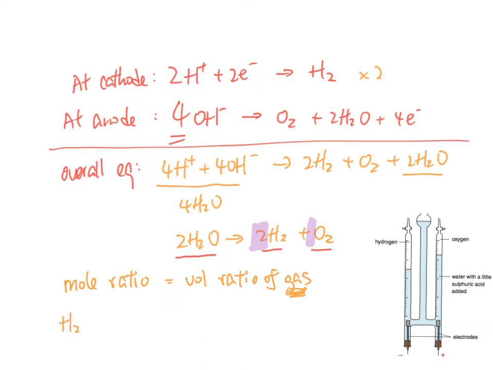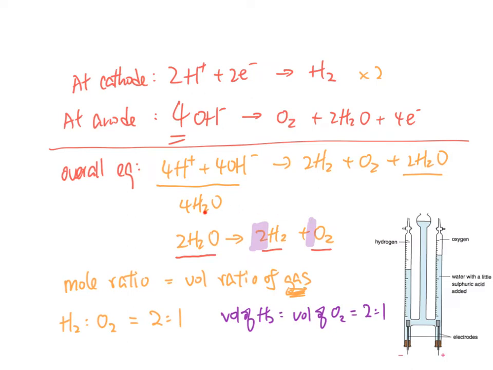So right here, you see that the H2 to O2 ratio is 2 to 1. Why is it 2 to 1? Because it's 2 in the coefficient, 1 in the coefficient. So 2 to 1, so the volume ratio will also be 2 to 1. So the volume of H2 to the volume of O2 will also be 2 to 1. So for this one, you'll find that the H2 will be double the volume of O2 collected on the right hand side. So how do you know the volume ratio of H2 to O2?